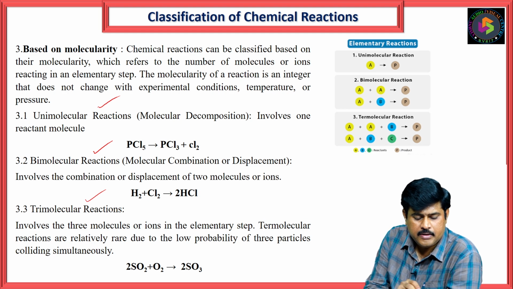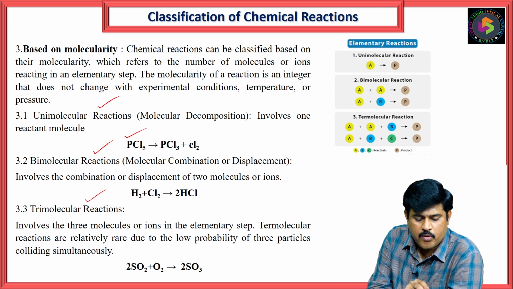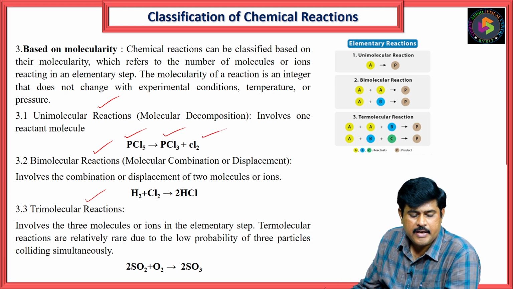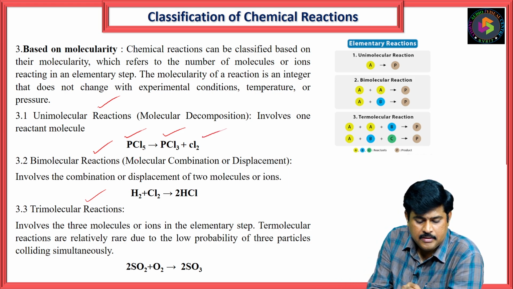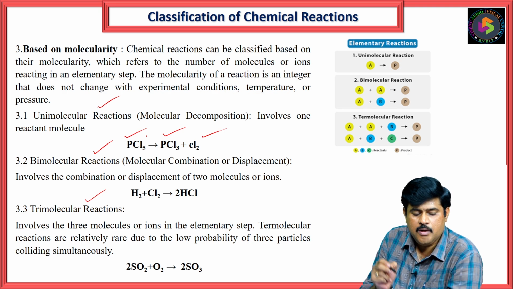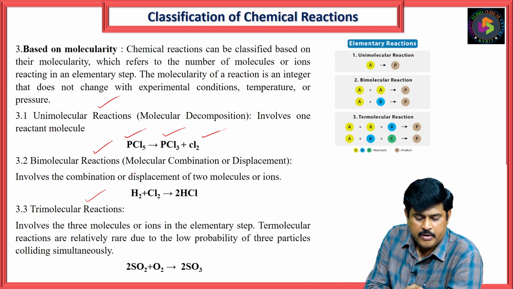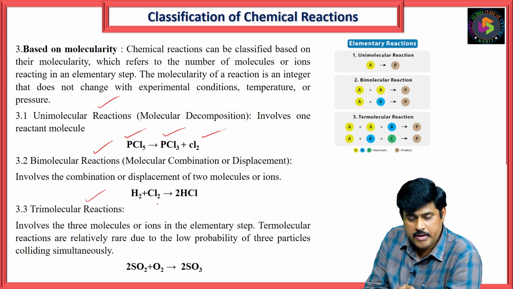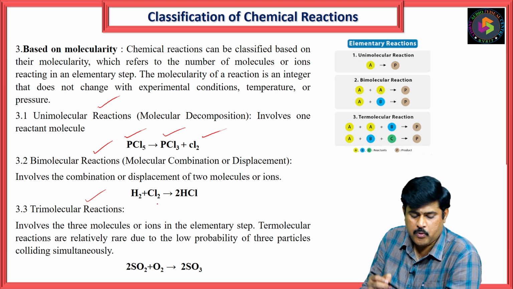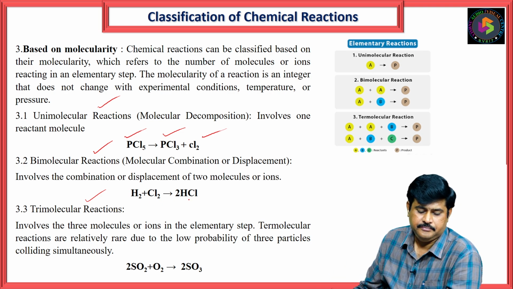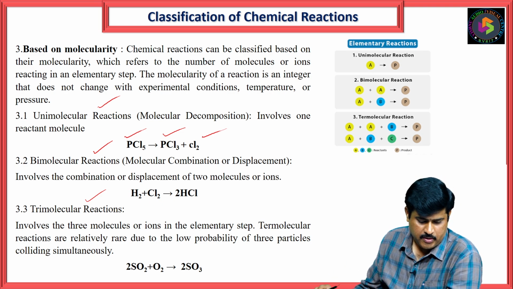Here you can see phosphorus pentachloride decomposes to form phosphorus trichloride and chlorine gas. This is an example of unimolecular reactions. That means here one molecule is participating in the reaction to form products. Coming to the bimolecular reactions, it is called molecular combination. That means two molecules combine to form a product. So here hydrogen and chlorine combine to form HCl. So this is an example for bimolecular reactions.